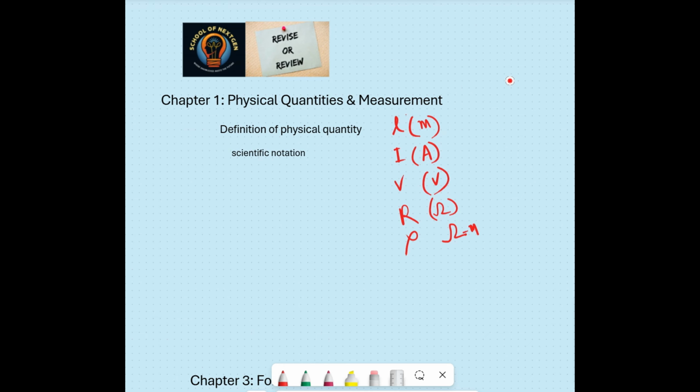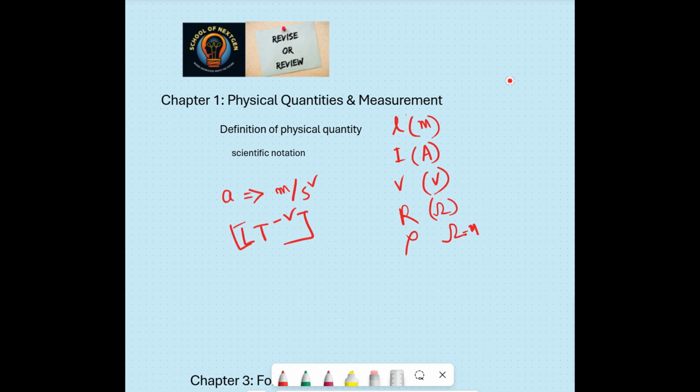Say acceleration, unit is meter per second square. So what will be the dimension of acceleration? Meter is length, so L, and time is t, so square. So this is the dimension of the acceleration.